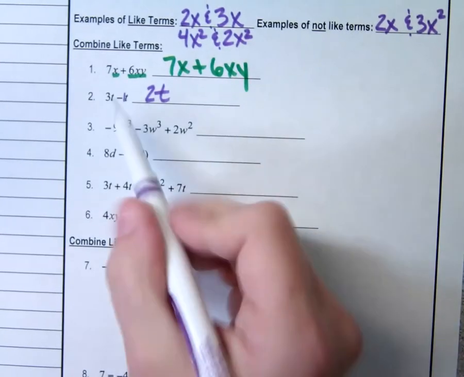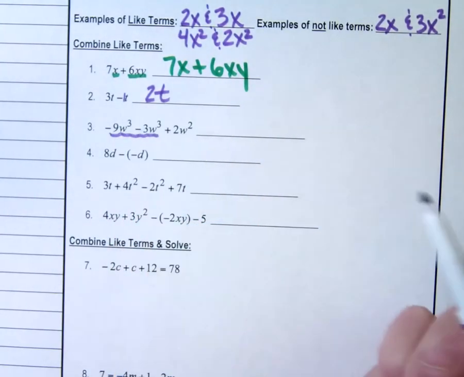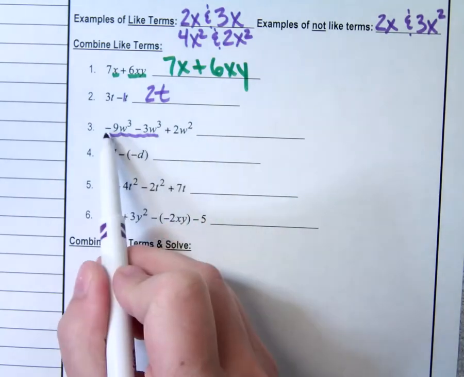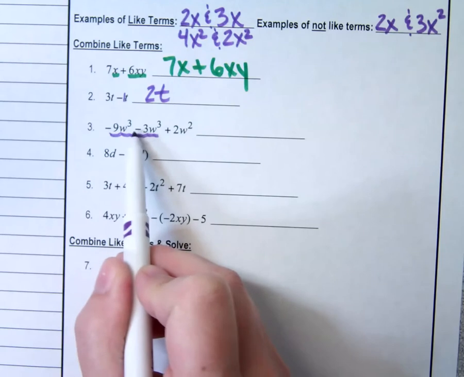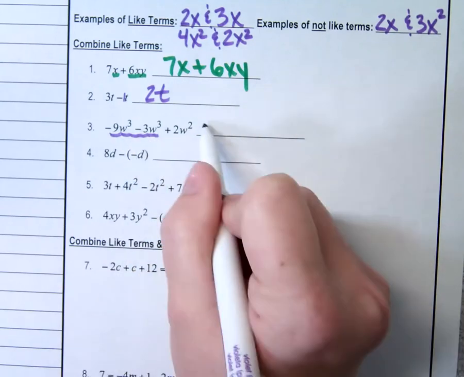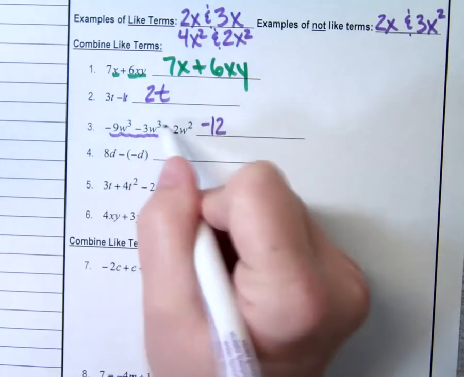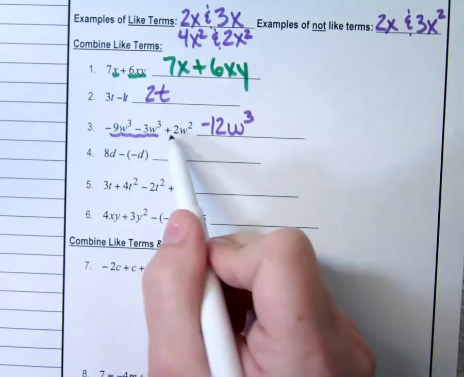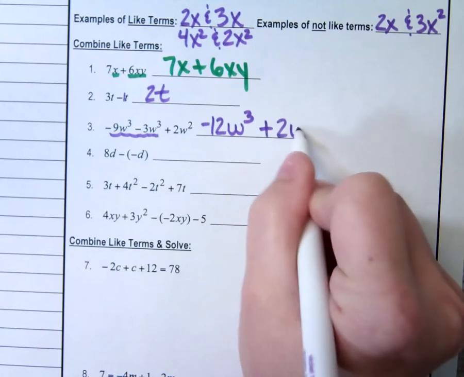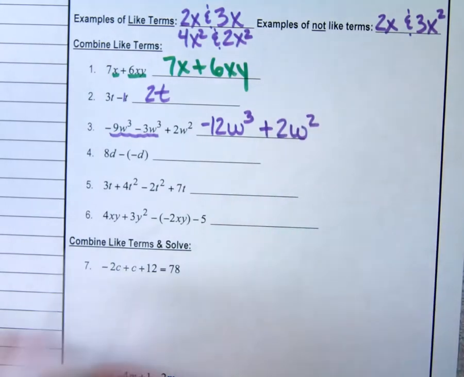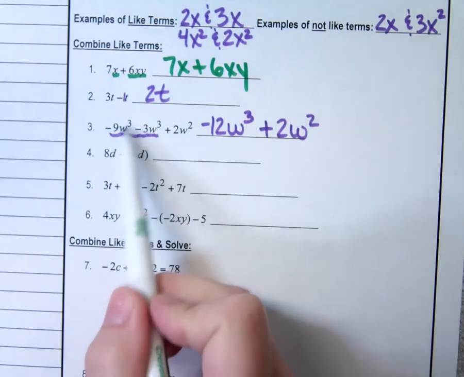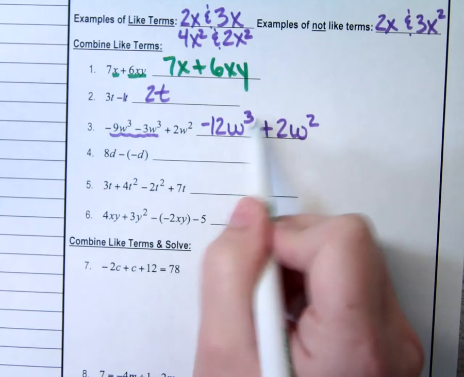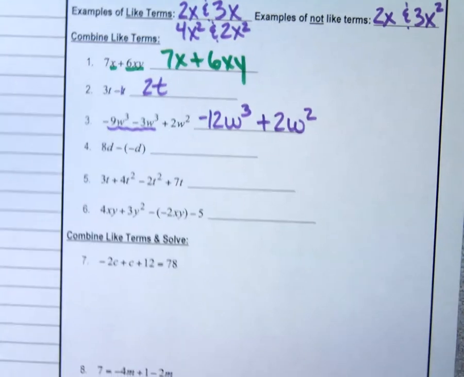Okay, in problem 3, these are both w cubes, so I can combine those, but this is a w squared, so I can't combine it with these guys. So you just have to ask yourself, what's a negative 9 and a negative 3 give you? Since they're both negative, they add and give you a negative 12, and then whatever the variable is, you just recopy it, and you recopy its power. And then the plus 2w squared, I'm just going to recopy that in the back. So if you're ever adding and subtracting, whatever you start with, w cubed, is what you end with, w cubed. You'll never change the exponent when you're adding and subtracting.